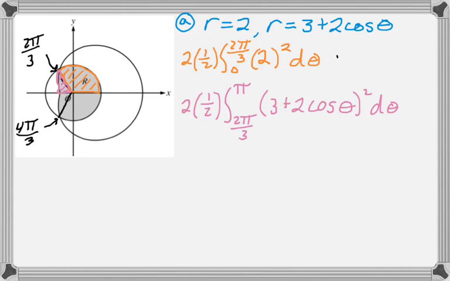We have to add these together. And now this is the part that you would definitely use a calculator on. Just add those two together, get your answer, and you're done. So that's how we find that area. A lot of people are afraid of polar areas, but you really shouldn't be.